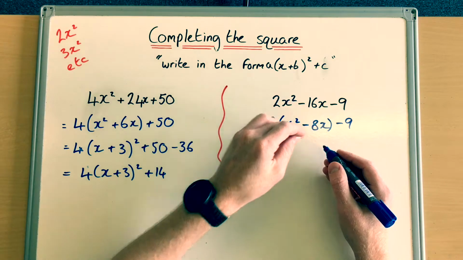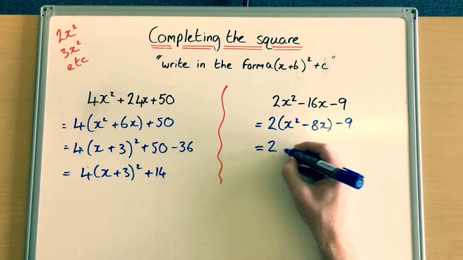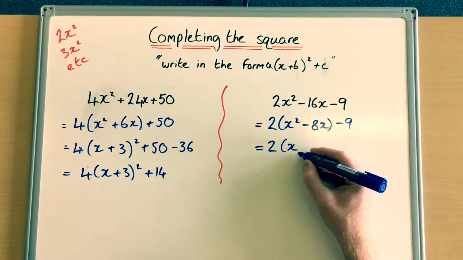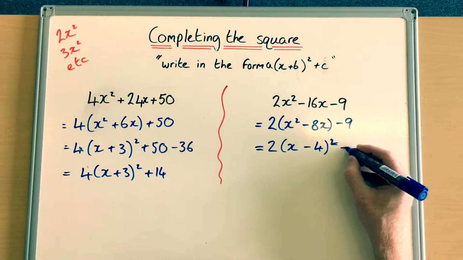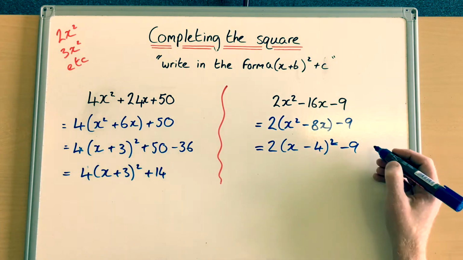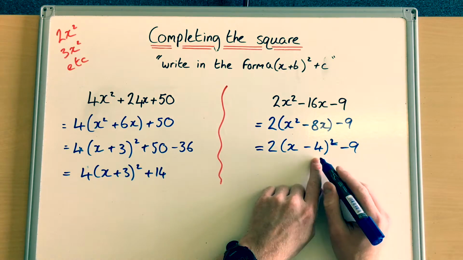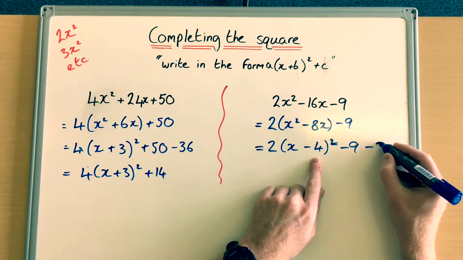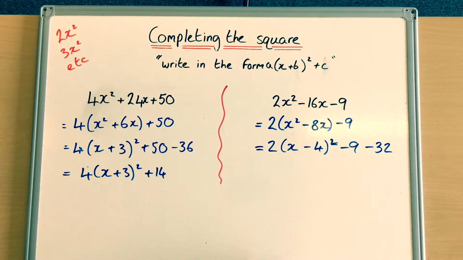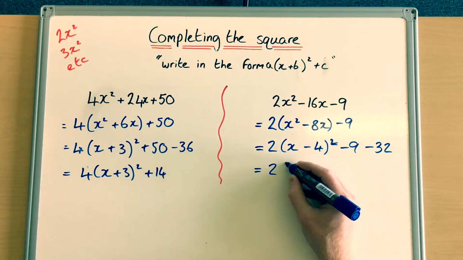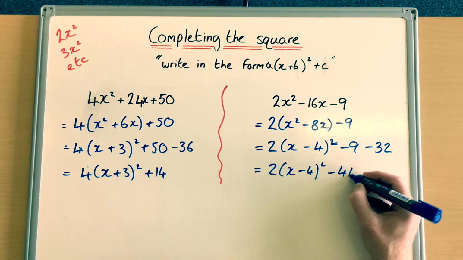Okay, so I don't like to think of that as halving it, I like to think of that as just taking out a common factor of 2, and now I'm going to think of halving it. X squared becomes x, take away 4 squared, take away 9. Am I going to take away 16? 4 squared is 16, but I need to multiply it by 2. So 4 squared is 16 times 2 is 32. And that's what I'm going to take away. Square it, multiply it, and then take it away. Okay, so that gives me 2 brackets x minus 4 squared, take away 41.